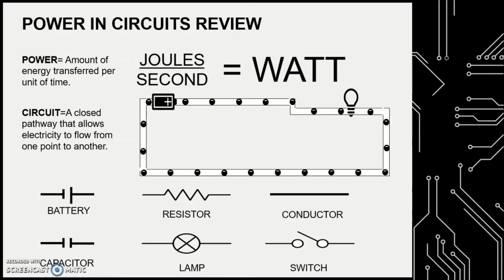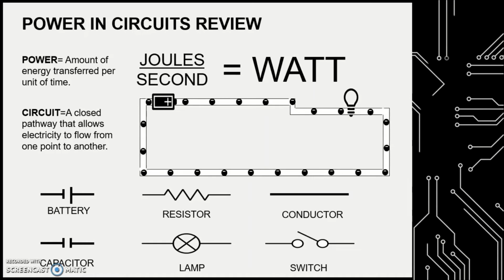So let's review what we've learned and why it's important. So we know that power is the amount of energy transferred per unit of time, and that's typically measured in joules per second or watts, which is what we see when we go to the store to buy a light bulb. Again, a 40-watt light bulb would be transferring 40 joules of energy per second in that circuit.